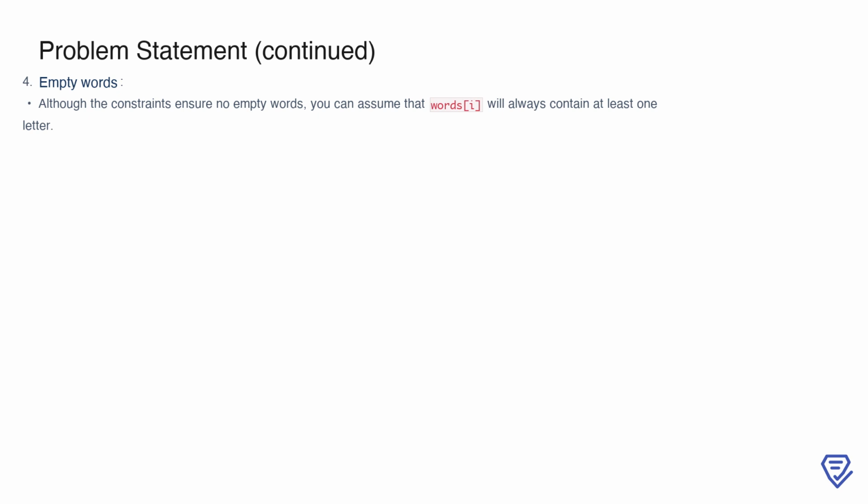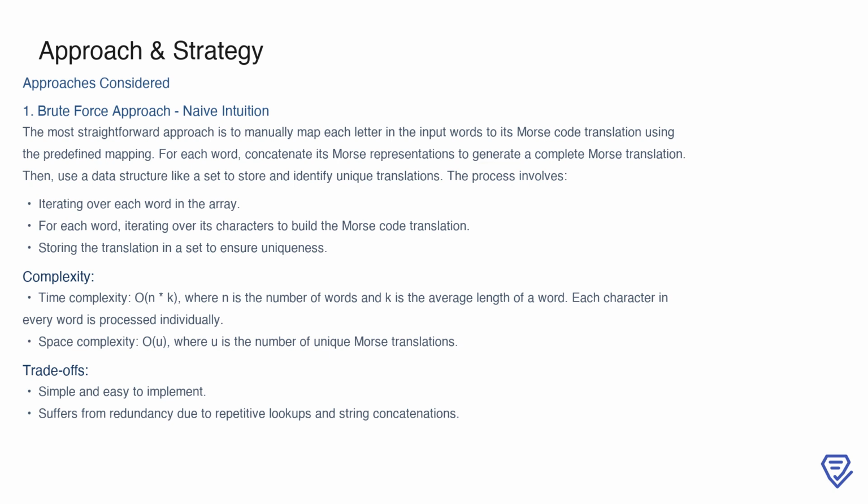When tackling the problem of finding unique Morse code representations, the most intuitive approach is a brute force method. Here, we directly map each letter of the input words to its Morse code equivalent using a predefined mapping. For every word in the input, we iterate through its characters, translate each character into Morse, and concatenate these translations to form the word's complete Morse code representation. To ensure we only count distinct translations, we store each unique Morse code in a set, which handles duplicates automatically.